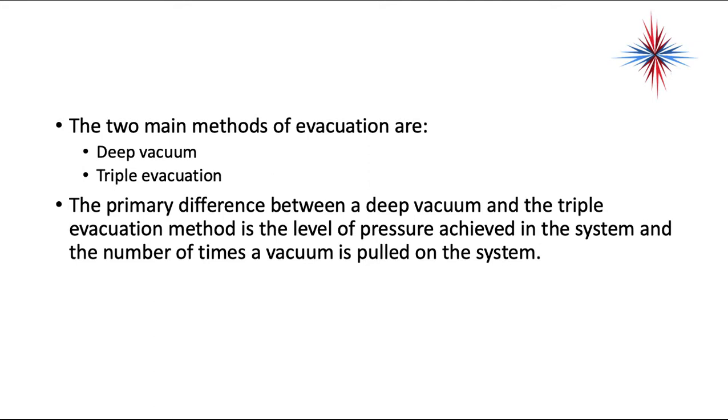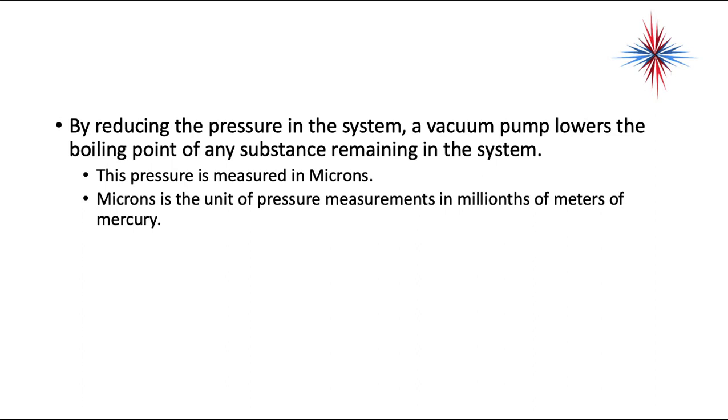The two methods of evacuation are deep vacuum or triple evacuation. The primary method we use is deep vacuum. So the primary difference between deep vacuum and triple evacuation method is the level of pressure achieved in the system and the number of times a vacuum is pulled on the system. By reducing the pressure in the system, a vacuum pump lowers the boiling point of any substance remaining in the system. The vacuum is measured in microns. Microns is the unit of pressure measurement in millionths of meters of mercury.